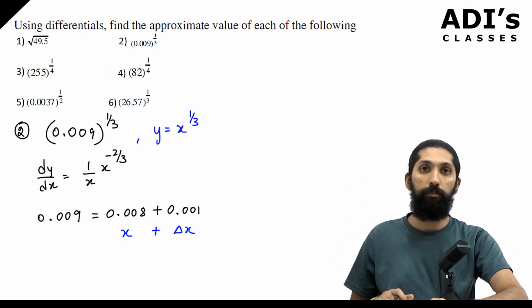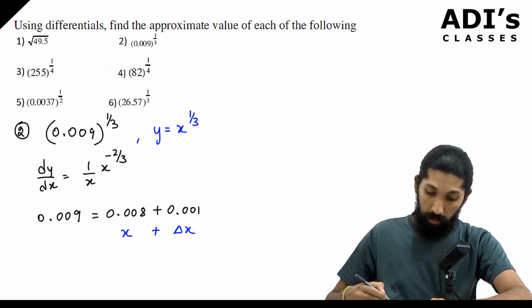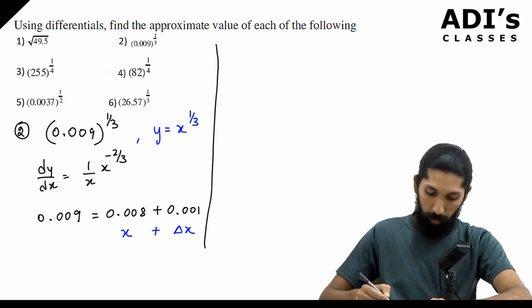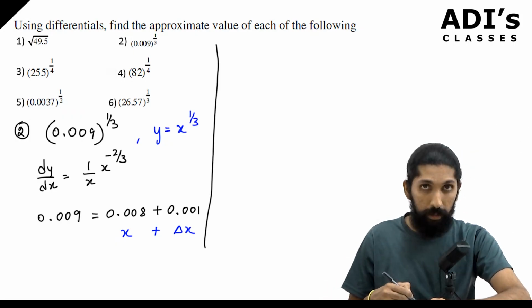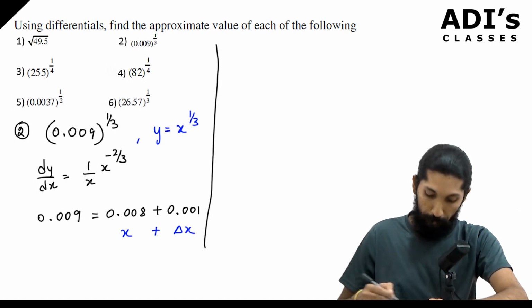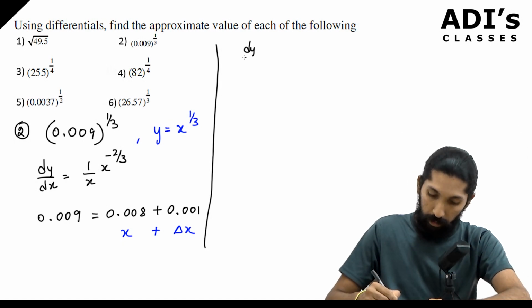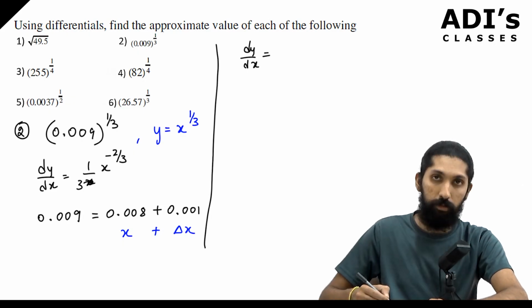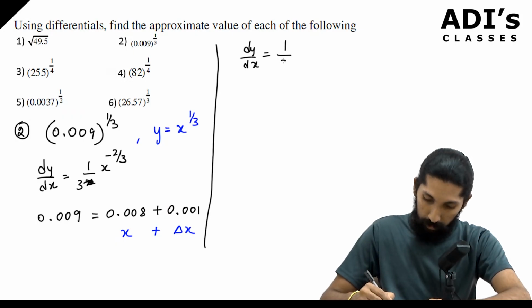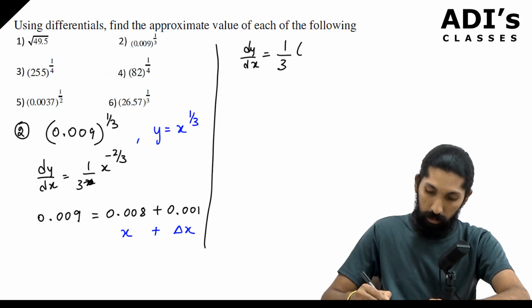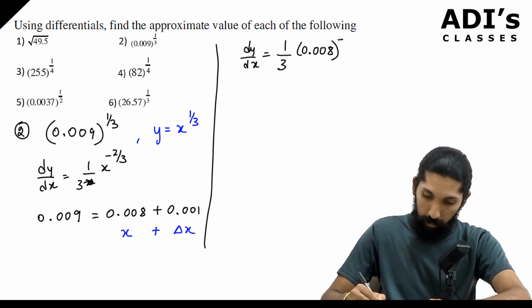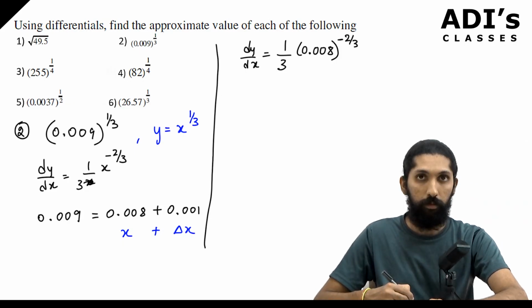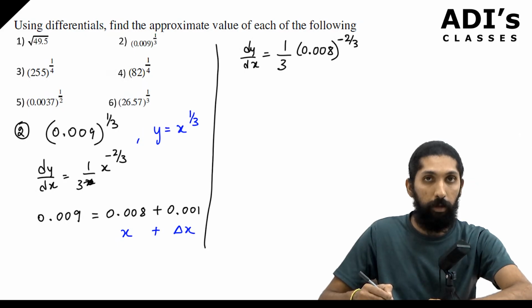Now next thing, what do you do? You have to calculate dy by dx. You know the value of x, isn't it? So next, substitute the value of x in dy by dx. In the sense, dy by dx becomes, oh, this is going to be 1 by 3, my bad, sorry, 1 by 3 into the x value, which is 0.008 to the power of minus 2 by 3. Correct? This is going to be the value of dy by dx.